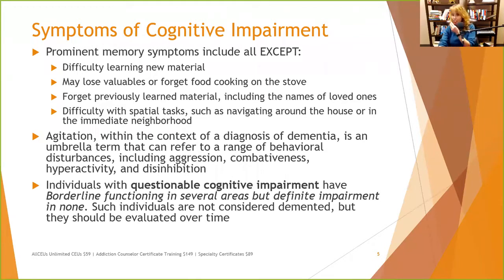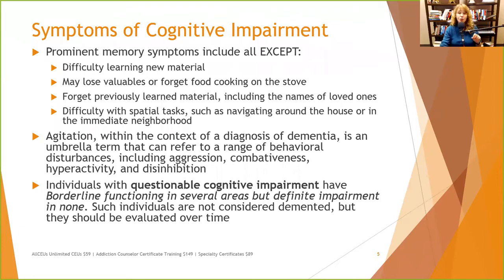If there's agitation, within the context of dementia, agitation is an umbrella term that can refer to a range of behavioral disturbances, including aggression, combativeness, hyperactivity, and just plain old disinhibition. They're willing to tell you exactly what they think about it. So agitation doesn't necessarily mean being irritable and agitated. There's a range of behaviors and things that this describes.